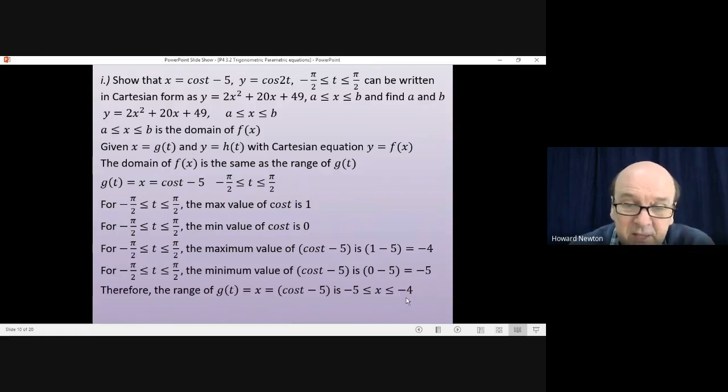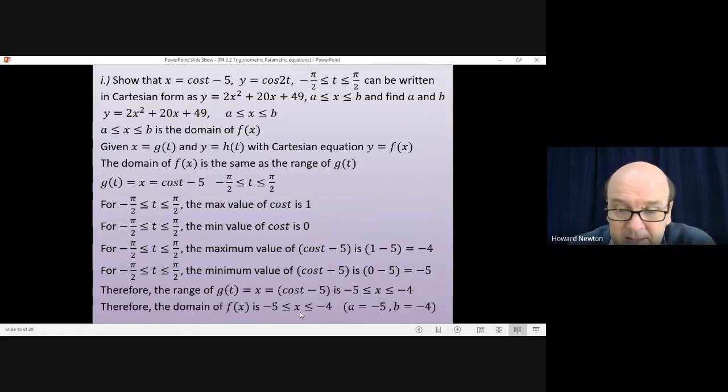And the significant thing about that, if we come back here, is that the domain of the Cartesian equation f of x is the same as the range of g of t. So therefore, the domain of f of x is that x has to be between minus 5 and minus 4. And that's what they asked us to find in the question. So we can now say that a must equal minus 5 and the upper limit b must equal minus 4.